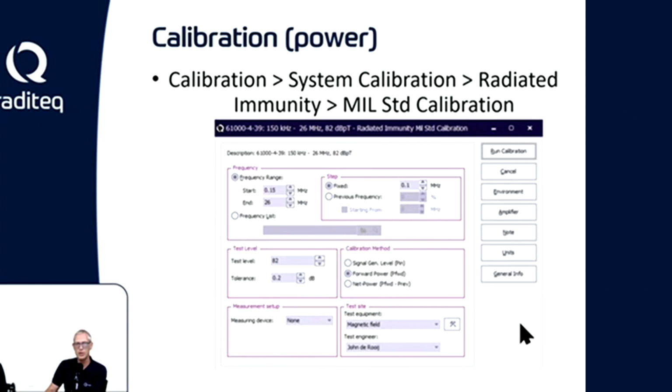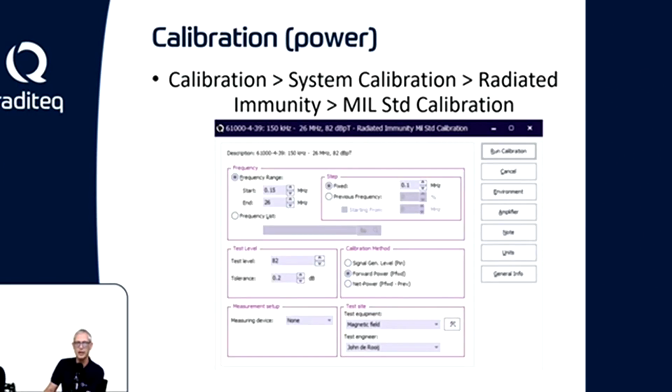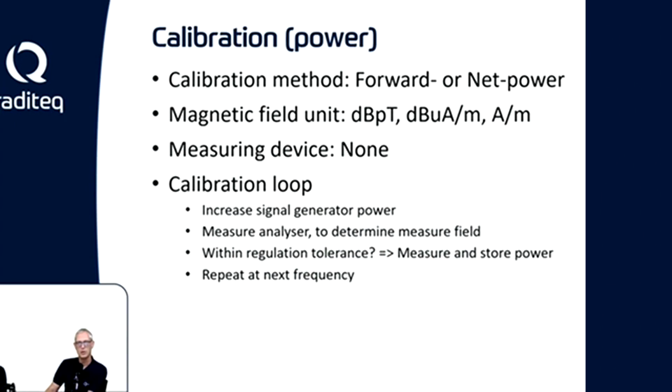However, in this configuration, we select as measuring device none, because there is no current measuring device, and we select forward power or optionally net power as the calibration method, because those settings identify that these coupler and power meter combinations should be used for measuring the power that's being injected in the magnetic loop antenna. So the calibration method is forward or net power. Again, the magnetic field unit can be configured as desired. The measuring device should be set to none.